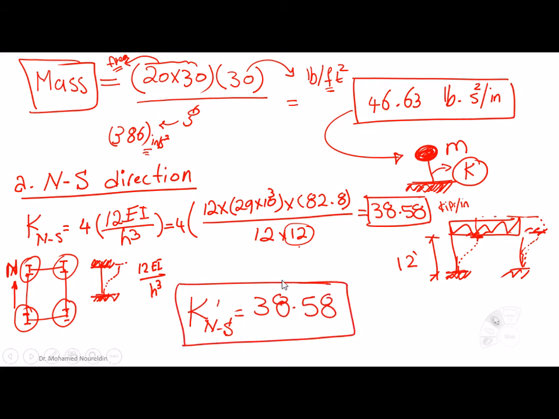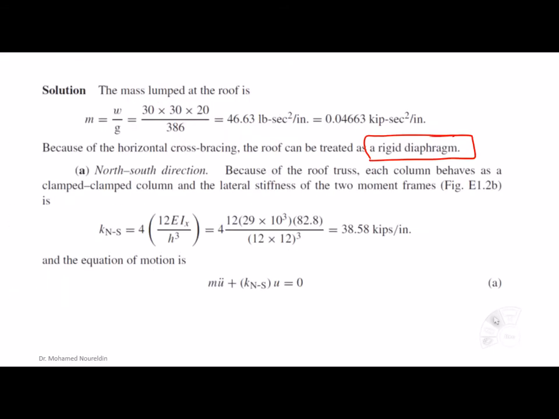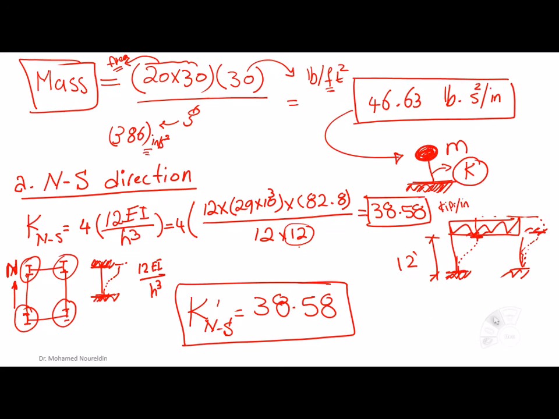Okay, kips per inch. Let me check something here. This is the value that you can see in the solution. Okay, it is going to be 38.58 kips per inch. Now this is the stiffness of our system. That's very nice.